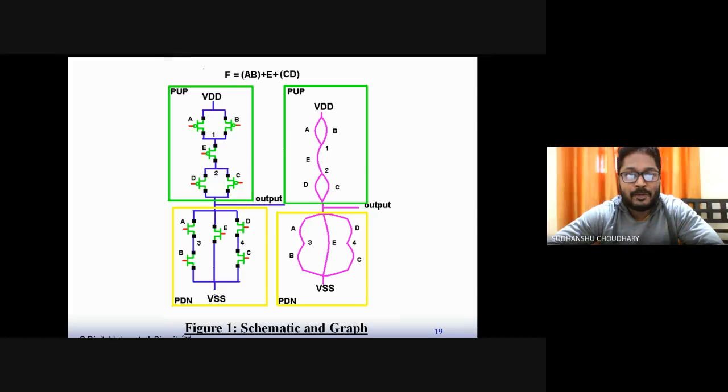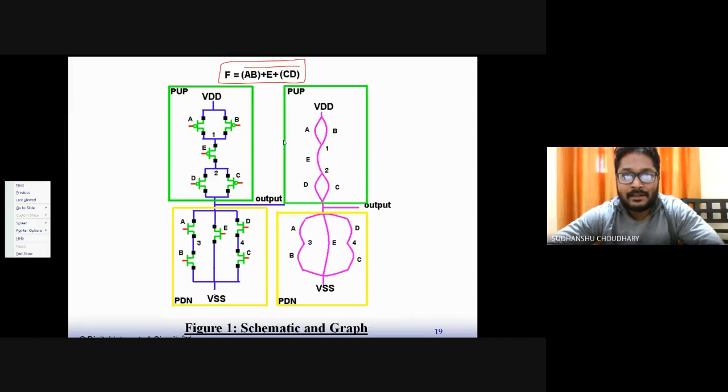So let us try to implement or draw the layout of this function. Okay? So let us say this is my function, AB plus E plus CD whole bar, right? Since it's always complementary, I'll use the complement here. So the circuit can be designed this way. This is AB, and this is plus E plus CD. Now the dual of this would be in the PMOS. So that way my circuit can be designed.